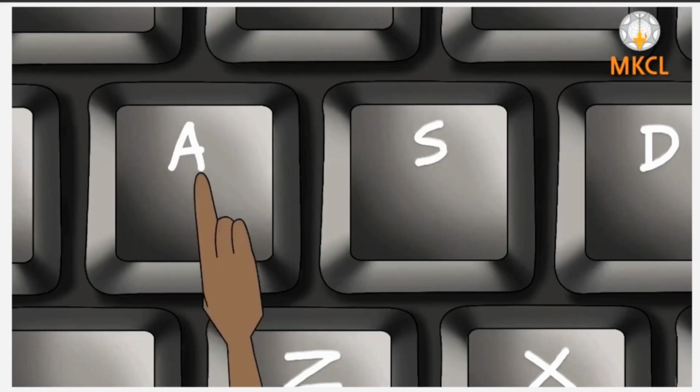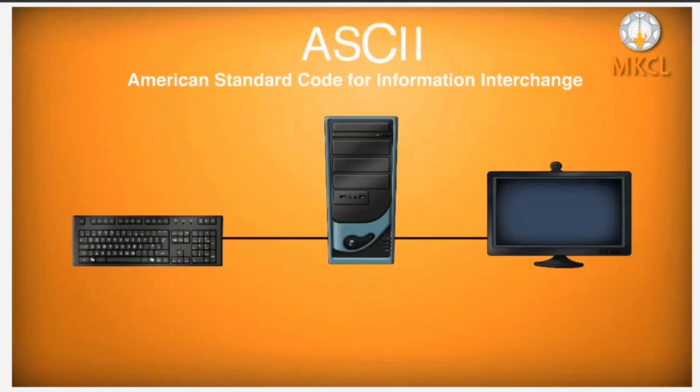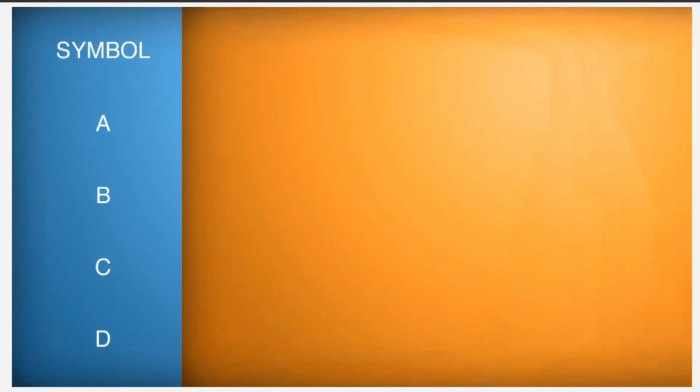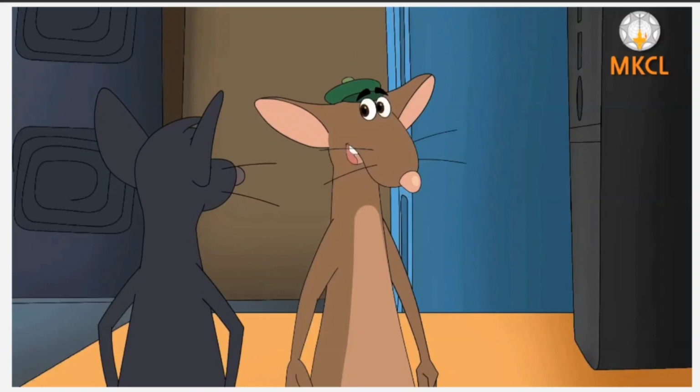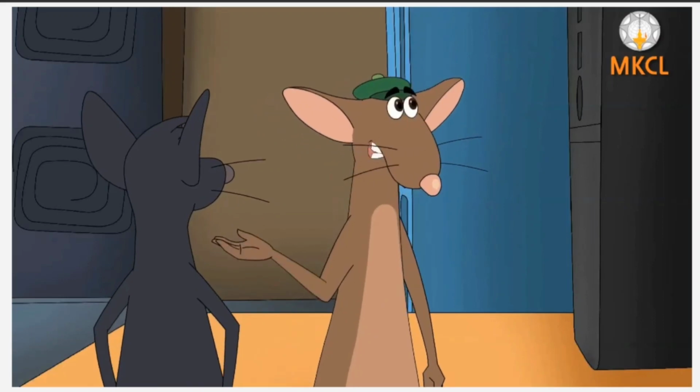For example, if you want to type the letter A, it translates into 01000001. Generally, all microsystems use this system only.